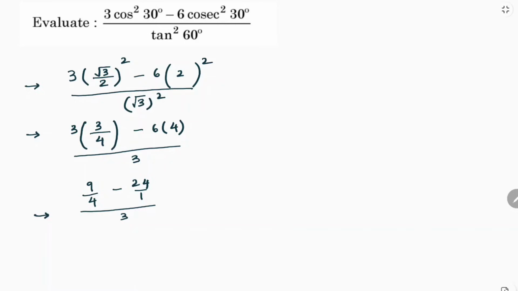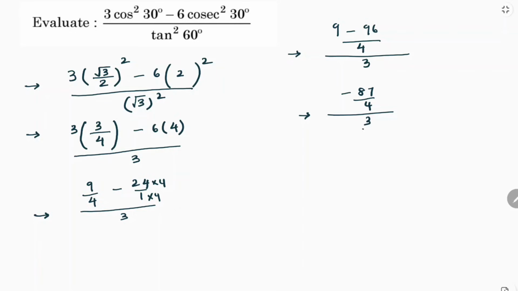Now in the numerator part, if we take the LCM, the LCM is 4. Here it is already 4, so I'll write 9. Here I'll multiply with 4, so here it is as it is 9. When I multiply with 4, I get 96 by 3. So 9 minus 96 is minus 87 by 4.